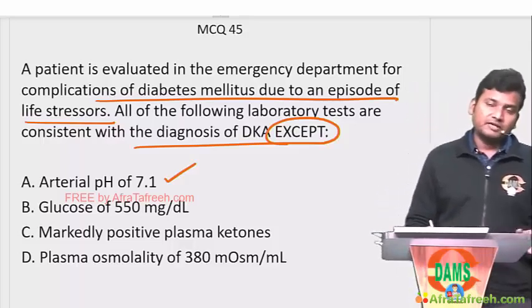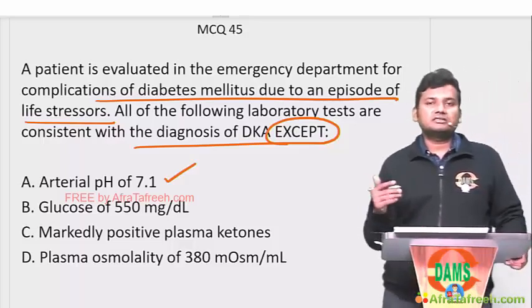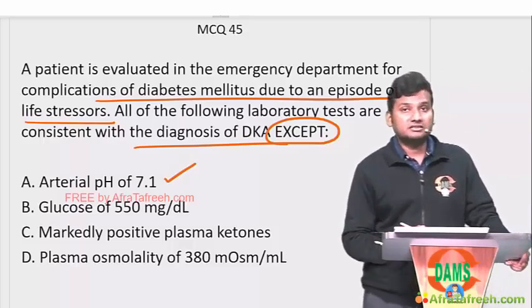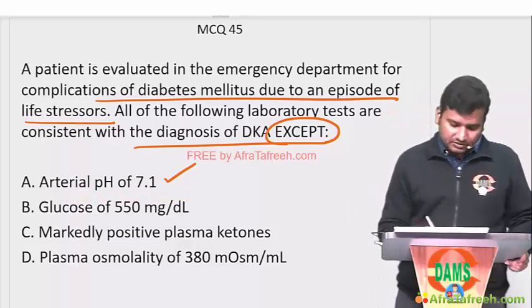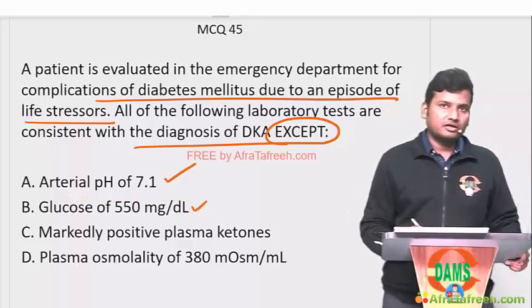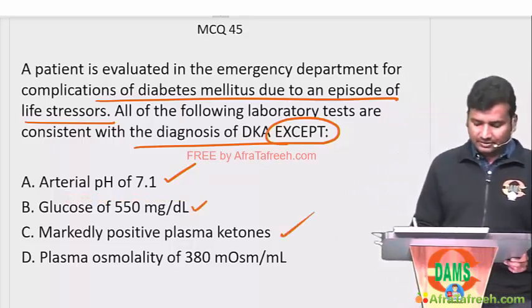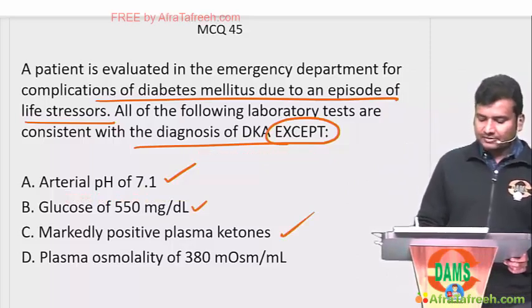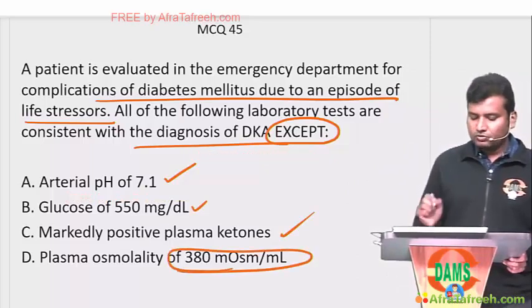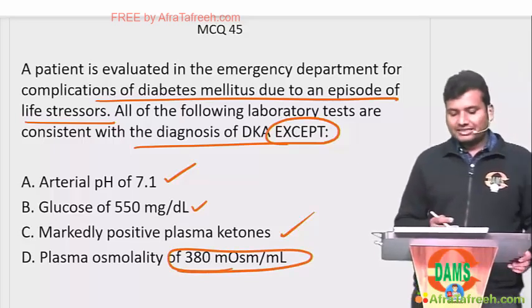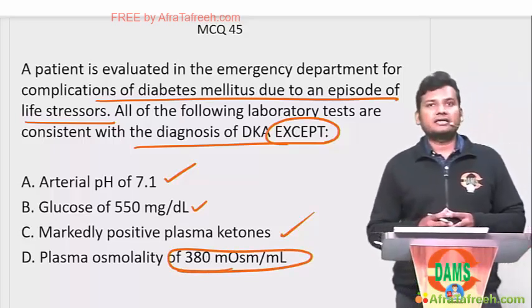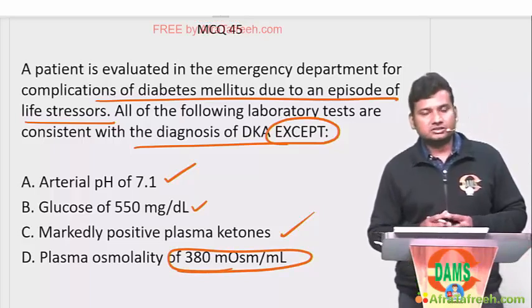Glucose 550. DKA will have an increase in sugar, but sugar levels generally remain below 600. So again, it is a case of diabetic ketoacidosis. Markedly positive plasma ketones, yes, correct. Plasma osmolality of 380 milliosmol per liter. This is not satisfying the criteria of diabetic ketoacidosis.